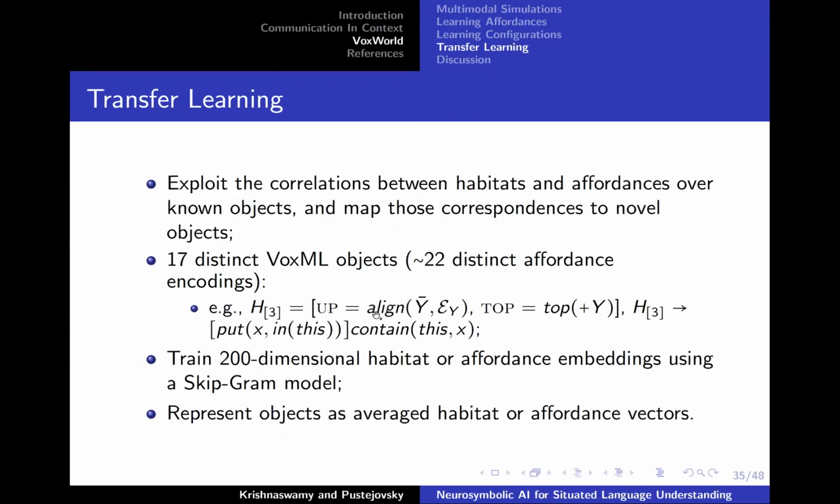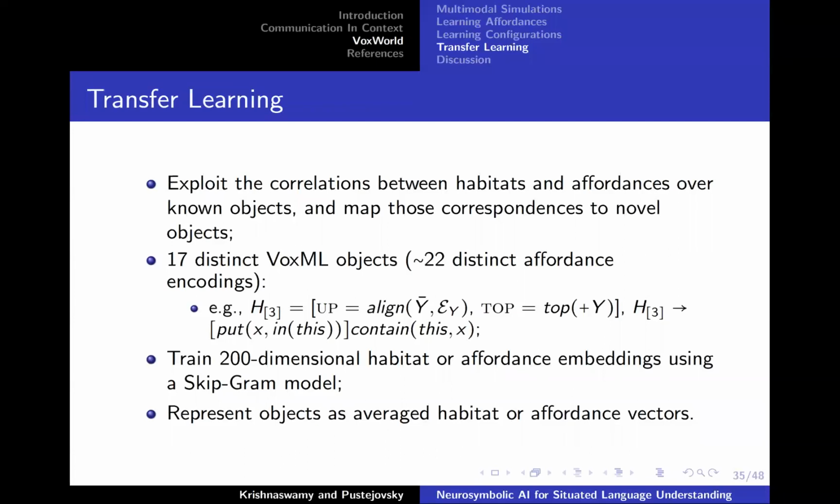So you look something like this, where you have a habitat. An object has an upward alignment and an inherent top. And then it also has an affordance such that if you put something in that object, the object contains that thing. From this data, we trained 200-dimensional habitat or affordance embeddings using a skipgram model to turn this sparse data set into something that we could actually work with in vector space.